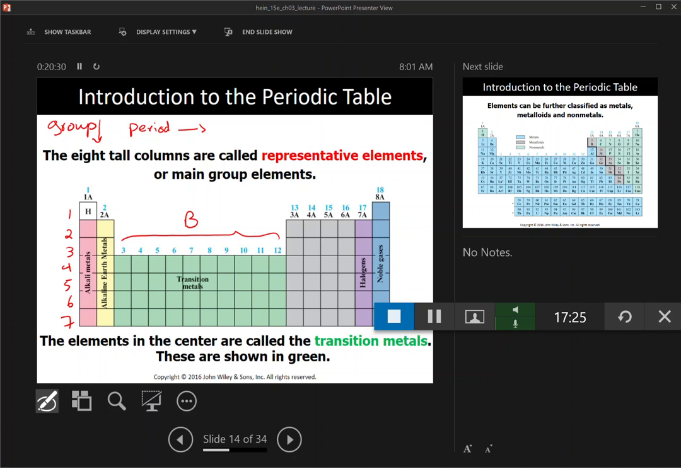Now some of these groups and some of the elements in the periodic table have a special name, and I want you to memorize the name for each one of the groups. Group 1A are called alkali metals. So all the elements in group 1A are called alkali metals. That means lithium, sodium, potassium, rubidium, cesium, and francium. So all the elements except for hydrogen. We'll talk about this because hydrogen is not a metal.